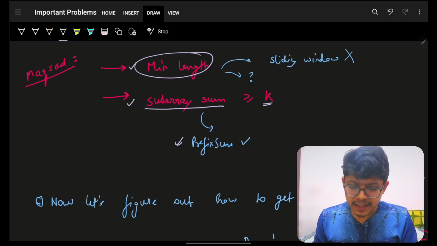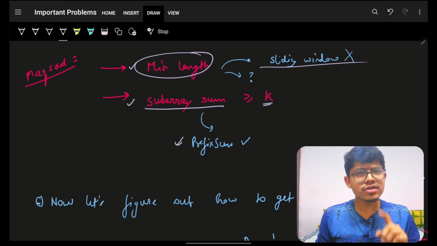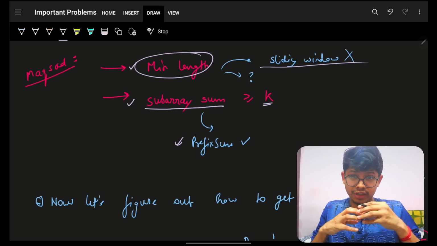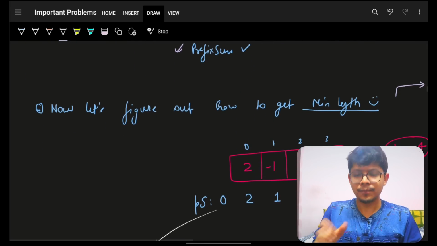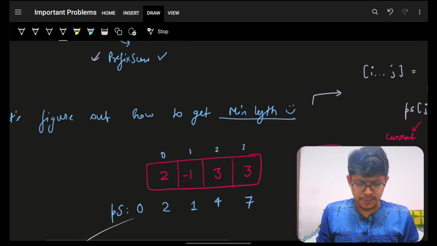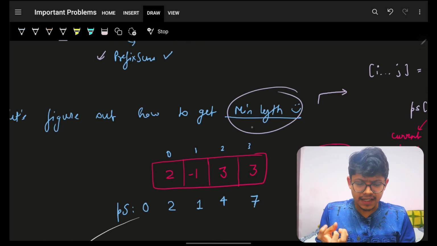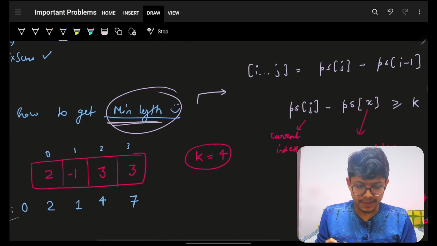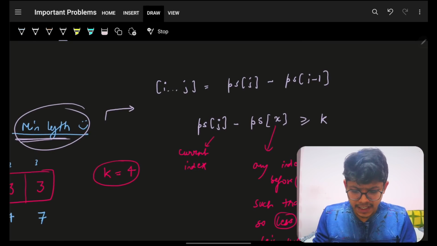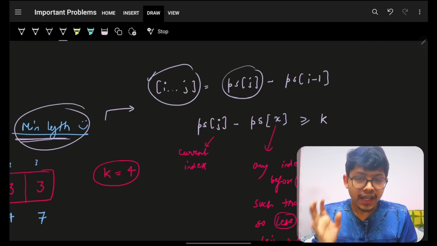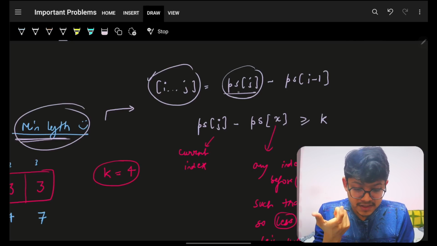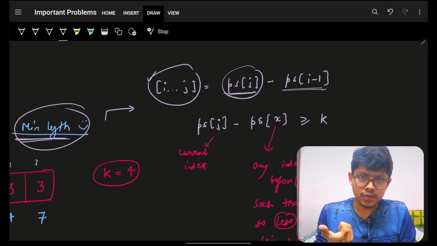But for the minimum length, I realized I cannot use a sliding window approach because things are not linearly increasing or decreasing. So what to do? Now, my ultimate aim remains finding the minimum length. So far, the observation is that for any i to j, I know that the range sum will be prefix sum of j minus prefix sum of i minus 1.